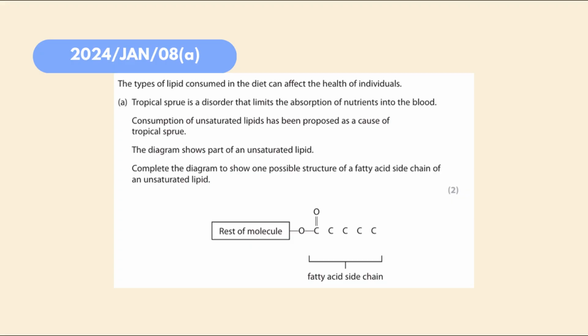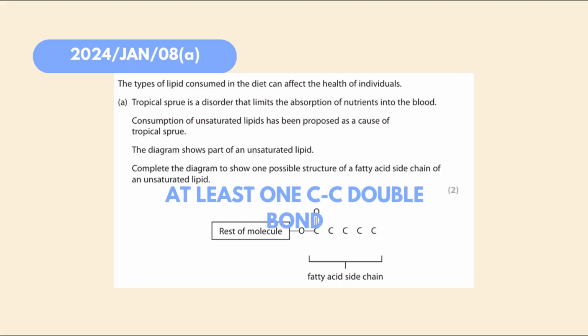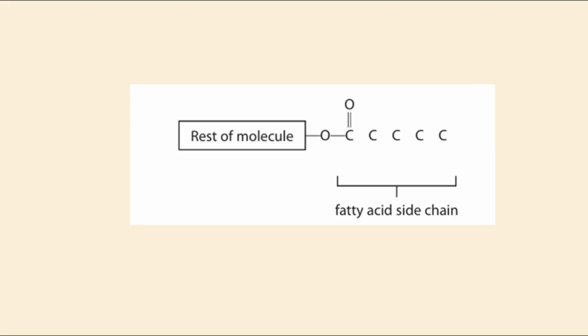You are asked to complete the diagram to show a possible structure of an unsaturated lipid. So remember, unsaturated means there must be a carbon-carbon double bond. You can add the carbon-carbon double bond in any suitable position along the chain. After that, you need to add the hydrogen atoms. Keep in mind that each carbon atom must form 4 bonds in total. According to this rule, you should add the correct number of hydrogen atoms to each carbon.